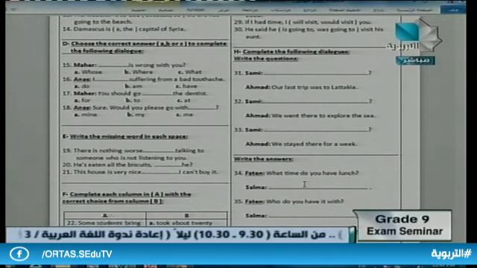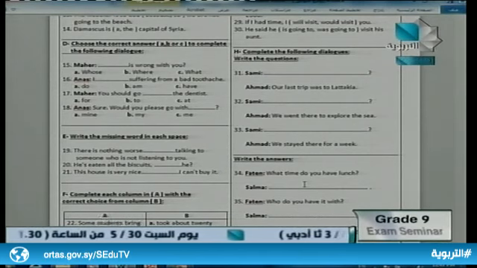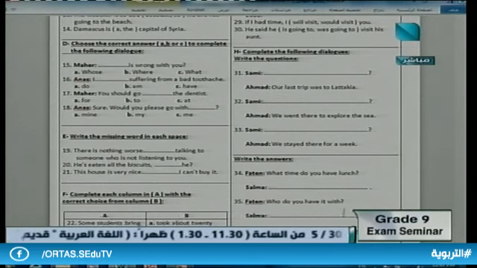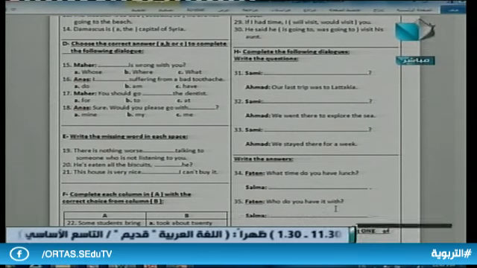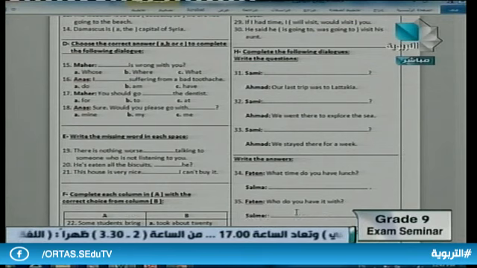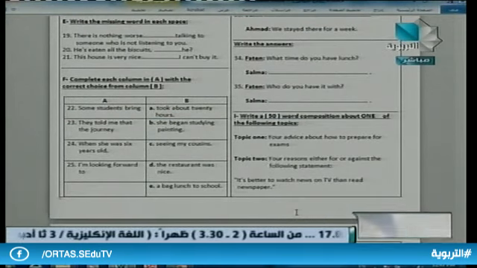For example, what time do you have lunch? At 7 o'clock. Or he can say, I have lunch at 7 o'clock. Both of them are accepted, are correct. Who do you have it with? My brother, my sister, my family. Or I have it with my family. There is no specific answer. So the student here is free.